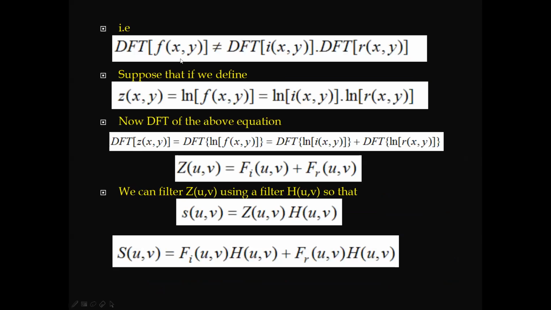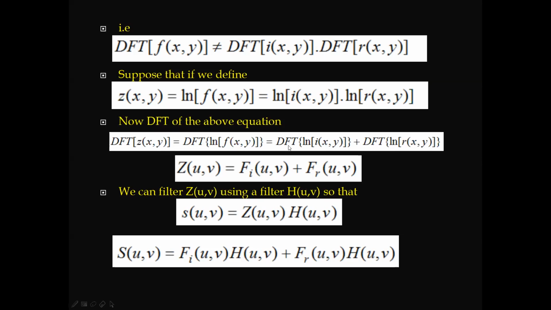So here you can see the derivation. DFT of f(x,y) is not equal to DFT of I(x,y) into DFT of R(x,y). Suppose you define z(x,y) equal to ln f(x,y), which is ln I(x,y) plus ln R(x,y). Now the DFT of the above equation will be DFT of z(x,y) equal to DFT of ln f(x,y), which is equal to DFT of ln I(x,y) plus DFT of ln R(x,y).